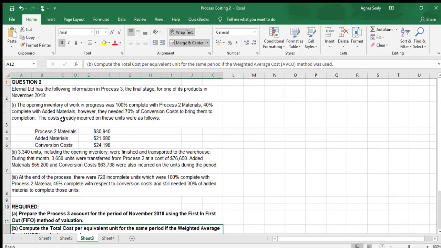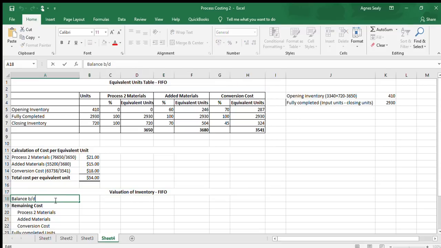They said the cost already incurred on the opening inventory units, which is the 410 units: Process 2 materials 30,940, added materials 21,680, and conversion cost 24,198. So we're going to take those and add them together to give us our opening balance. So it's the 30,940 plus the 21,680 plus the 24,198. These will be added together to give us the opening balance for our 410 units.